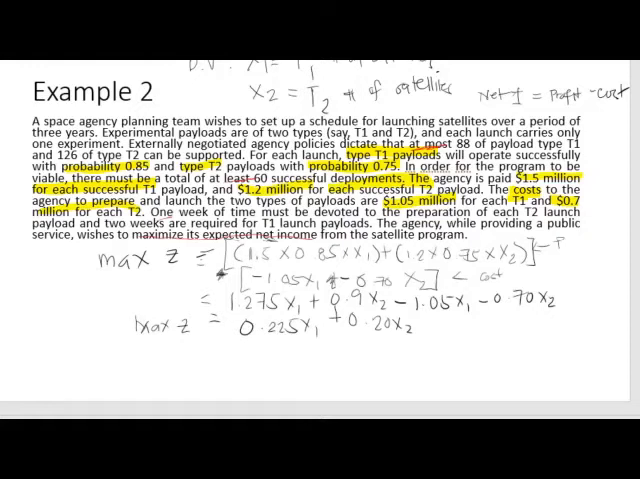Okay, there are some constraints mentioned. Externally negotiated agency policies dictate that at most 88 payloads of type T1 and 126 of type T2 are supported. So, we write it as subject to X1 less than or equal to 88. Then another one, X2 less than or equal to 126. This is for that constraint. At most 88, and 126 for T2.